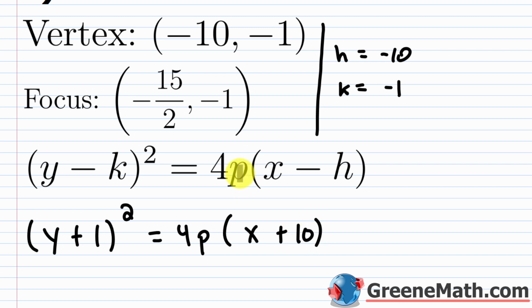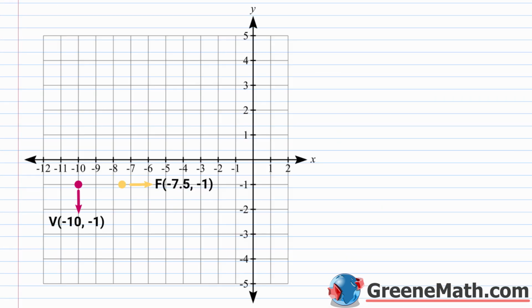Now, as I said before, the biggest issue is getting p right here. So how do we figure that out? Again, go back to the definition. P is the directed distance from the vertex to the focus. What I would do, you can eyeball this, and I know once you get some practice, it'll be easy to do. But if you're just starting and you don't understand this, just go to the coordinate plane and plot each one.